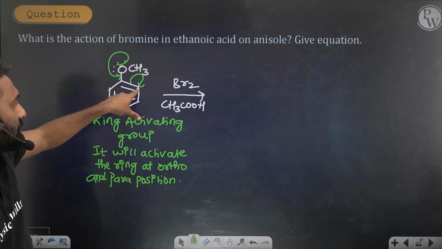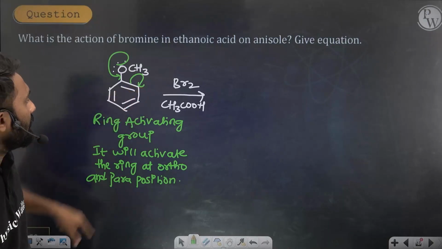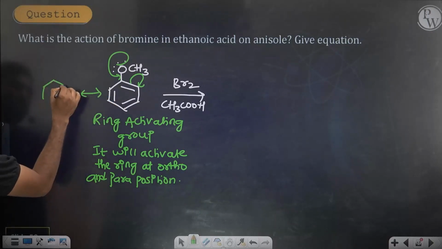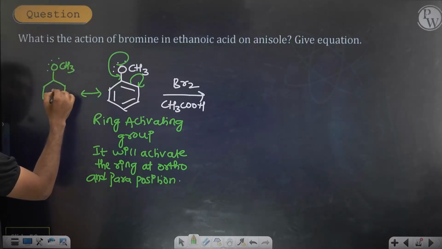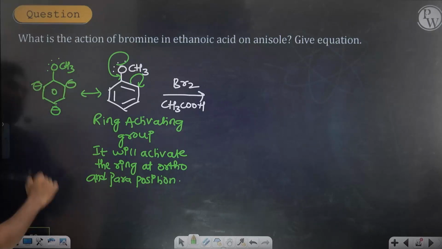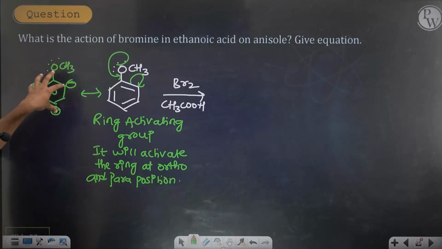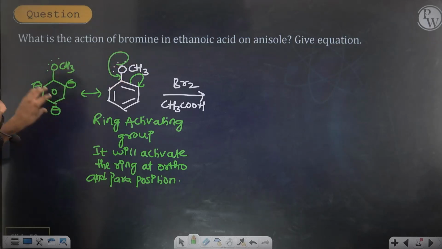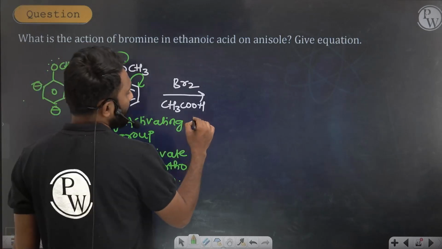Here we will get the negative charge, and this negative charge will be delocalized, and this pi bond will be delocalized here. In the anisole, when it participates in the delocalization, we get the negative charge at the ortho and para positions. It is an ortho and para directing group, therefore the methoxy group will increase the electron density at the ortho and the para position. Clear?